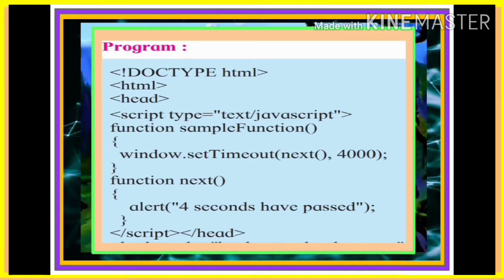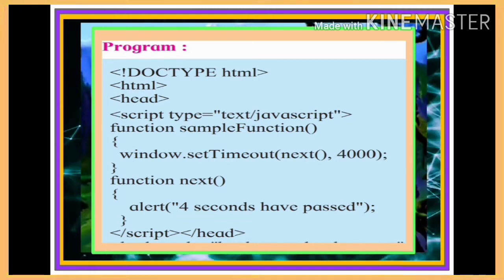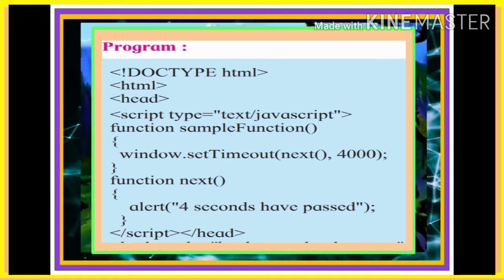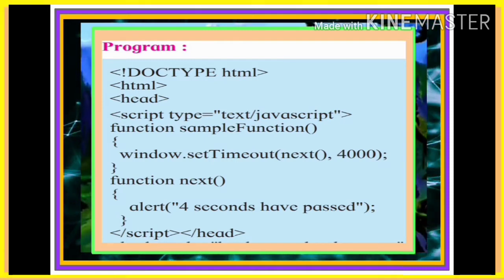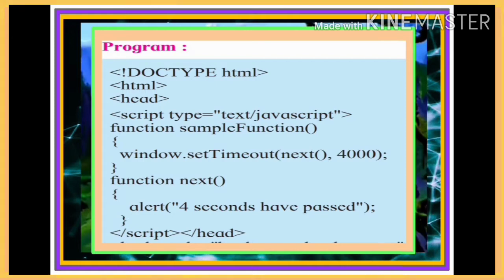Doctype HTML, open head tag. Next line, script type equal to text/javascript. Next line, define a function by using the function keyword. Function name is sample function, open curly braces, window.setTimeout, open parenthesis, first argument is next function, comma, second argument is 4000 milliseconds, semicolon, close curly braces.